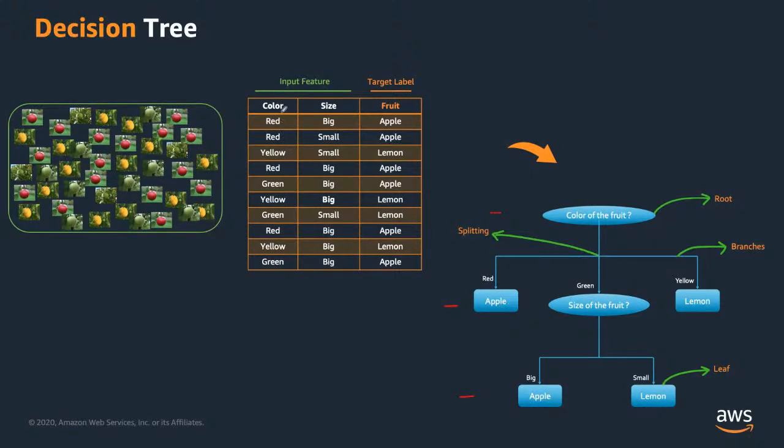But here it's very simple, because the color can be any of these three, right? Either red, green, or yellow. And the size can be any of these two: big or small, only big and small. So this is a very simple data set.